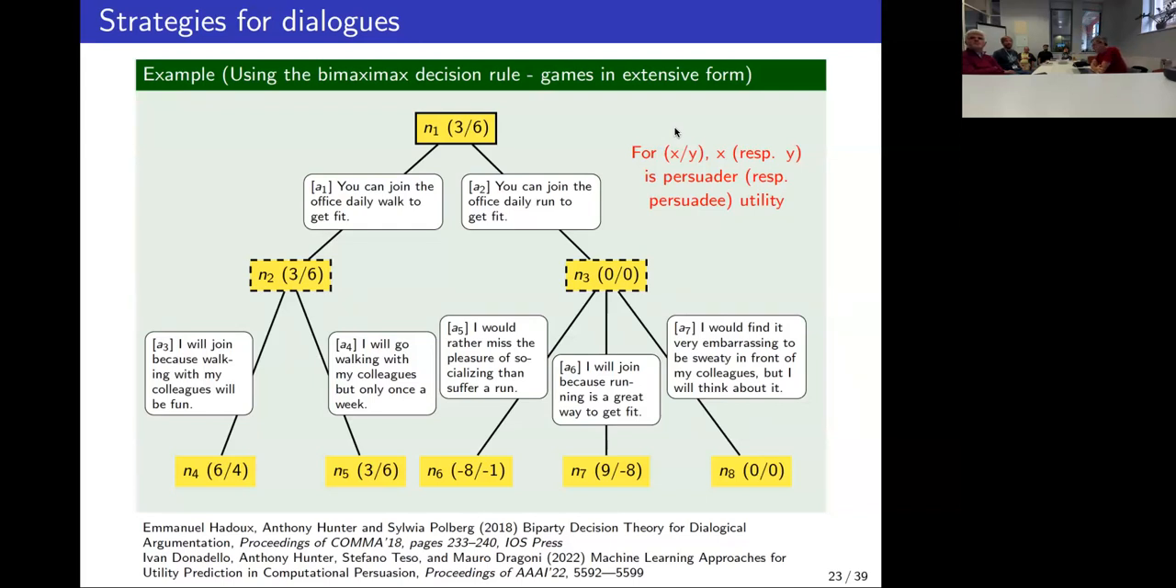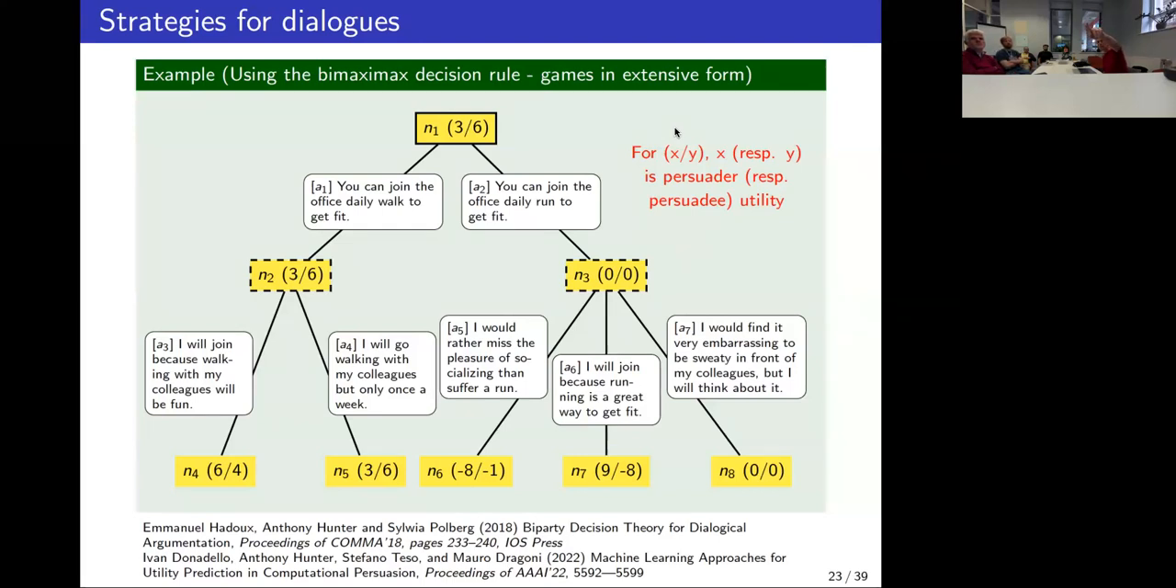So the way the utilities work is when it's a persuadee move, so we go up from the leaves upwards, you pick the maximum number out of the persuadee numbers. So we've got -8, -1, and 0.